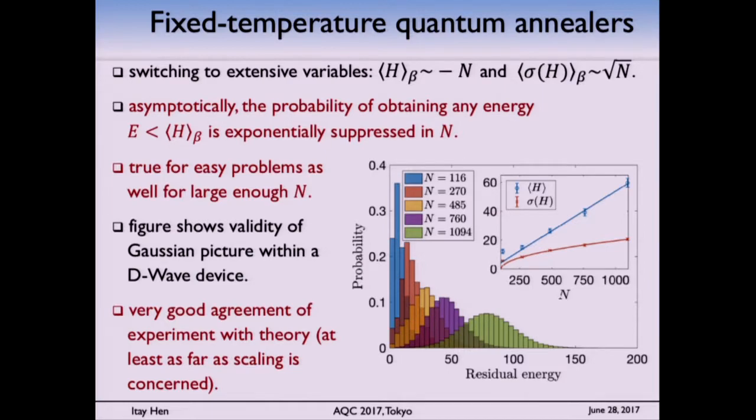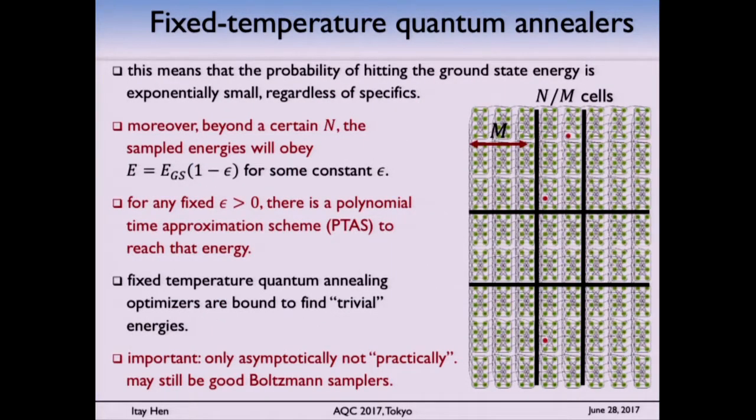Now, if you look at this thermal average, you will notice that since the ground state energy scales with n, and the thermal average also scales with n, the energies around the thermal average also scale with n. Then the energies that the quantum annealer really samples obey this relation, that they are giving you the ground state energy times 1 minus some epsilon, where epsilon is a constant. And as many of you know, to do that is very easy with a PTAS algorithm, because I can do this for any epsilon.